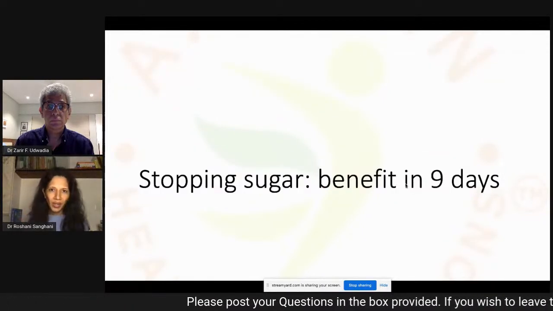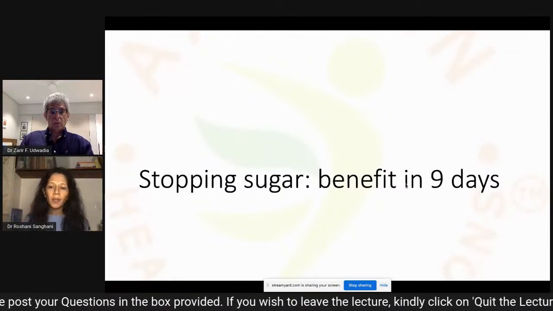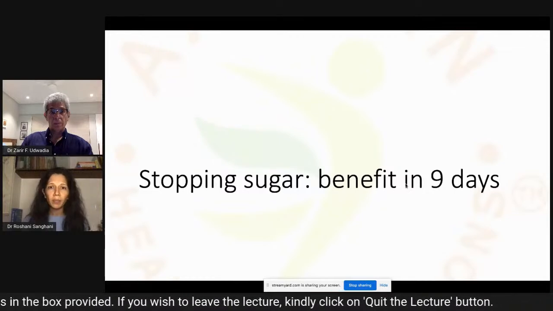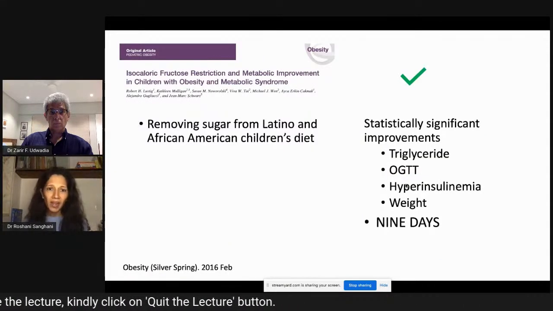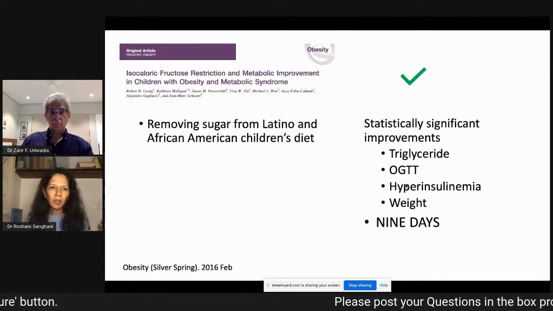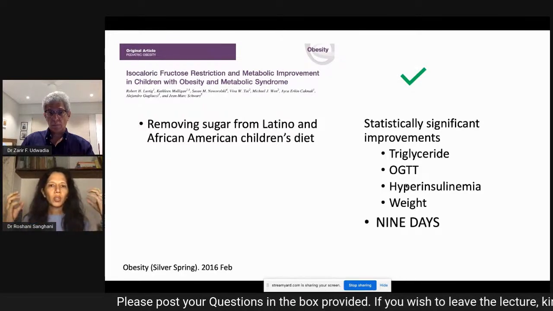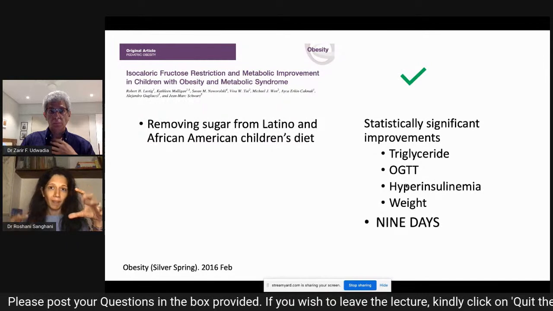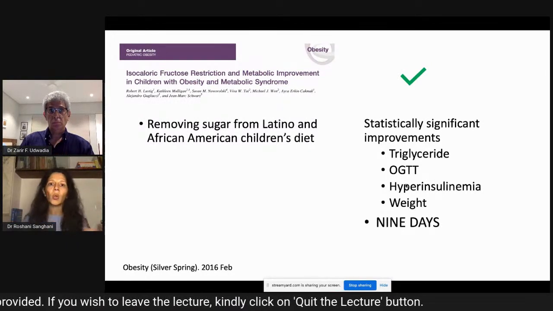More relevant for today's talk and for our patients who are experiencing COVID is stopping sugar has been shown to have a measurable benefit in 9 days. This was Dr. Robert Lustig, a pioneer in the battle against sugar. And this was a study he did where they did isocaloric fructose restriction. So they kept the carbohydrates the same. They just replaced sugar with starch. So this was not even a low carb study.